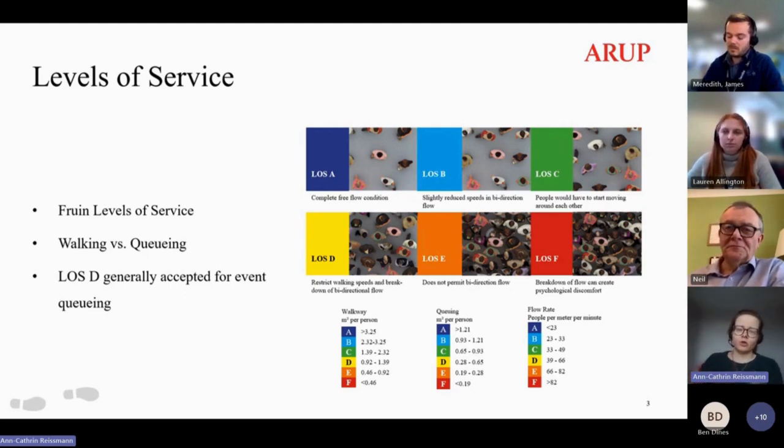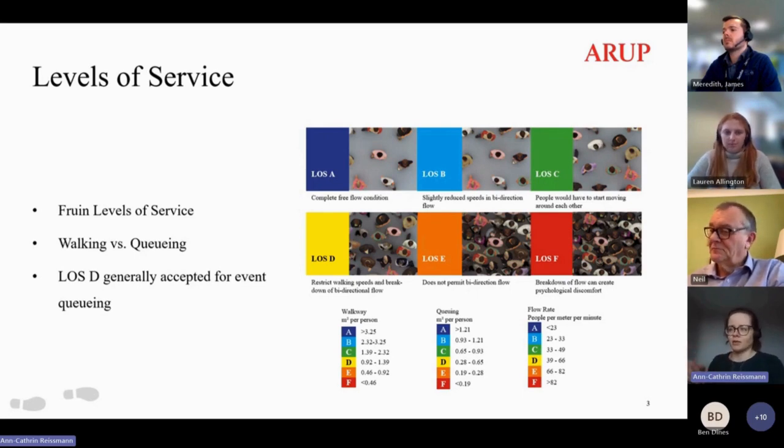There are differences for walking and for queuing. As you can imagine, if you're queued somewhere, you might be more comfortable standing closer to other people as you're slowly moving forwards, whereas with walking, you'd want more space to navigate your surroundings, which is reflected in those guidelines that you can see at the bottom.